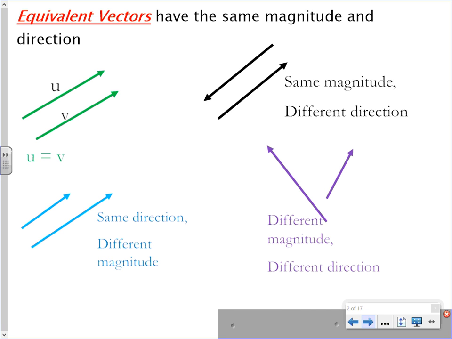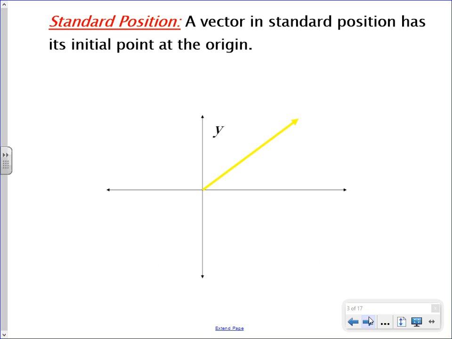Okay, now we can draw vectors anywhere in the plane. But when we work with vectors, we like to work with them in standard position. That way we can compare them to other vectors. So when I talk about standard position, I'm talking about a vector with its initial point at the origin. Here's its initial point at the origin. If you want to draw the picture, there's the picture.